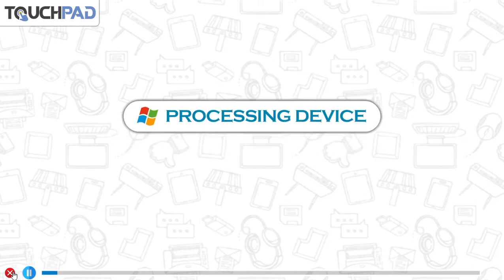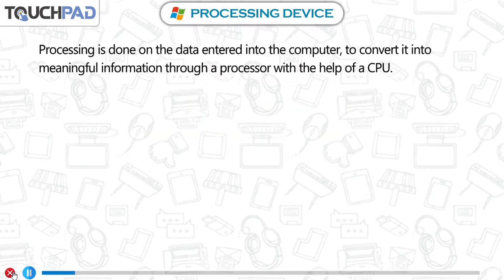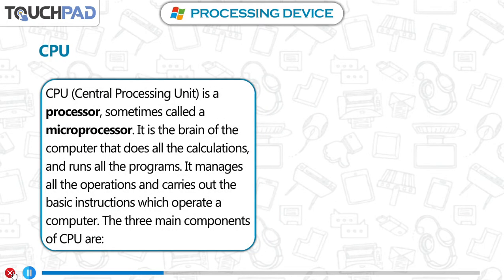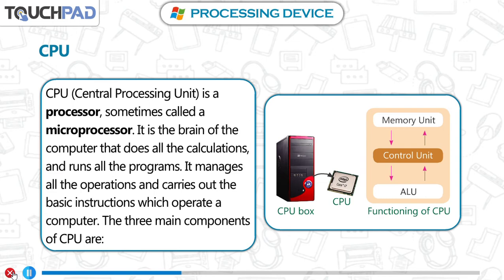Processing device: processing is done on the data entered into the computer to convert it into meaningful information through a processor with the help of a CPU. CPU, Central Processing Unit, is a processor, sometimes called a microprocessor. It is the brain of the computer that does all the calculations and runs all the programs. It manages all the operations and carries out the basic instructions which operate a computer.